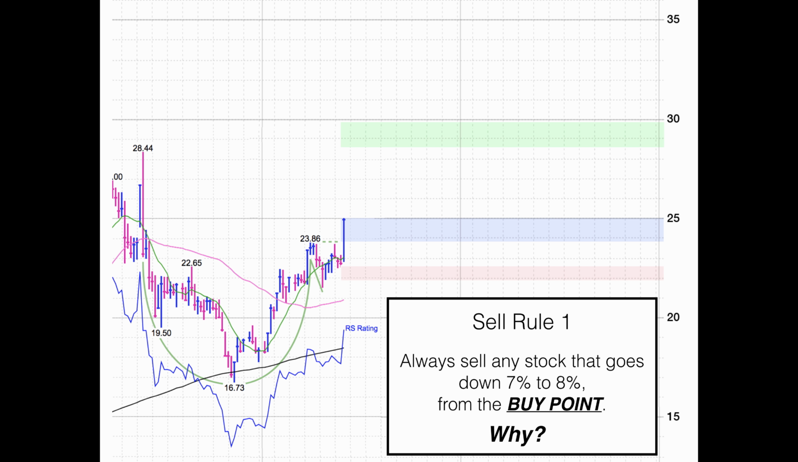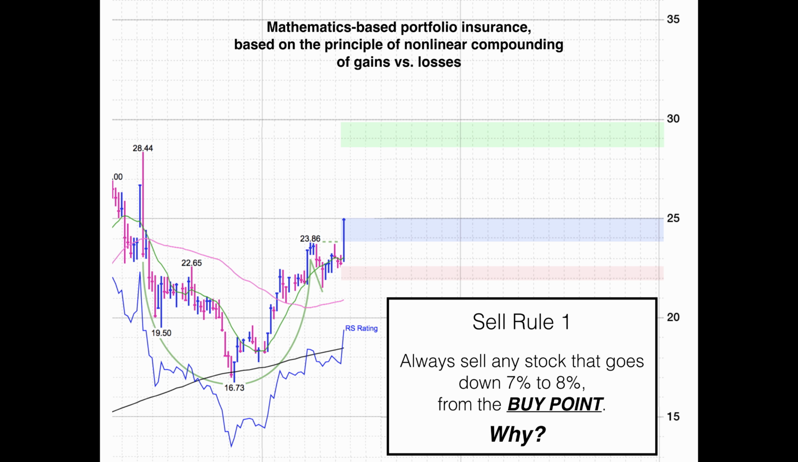Why do we do this from the buy point and not from the handle or from the breakout or something else? Why is it based on what I paid for it? That doesn't make sense. Well, this is a mathematics-based portfolio insurance. It's based on the principle of nonlinear compounding of gains or losses. What? Okay. When you have an X% gain and you have a future X% loss, you're not back to even. Your losses compound more strongly than your gains, and that's important to know. If you have a 7% loss, you have to have a future 7.5% gain to get back to even. If you have an 8% loss, you have to have an 8.7% gain to be back to even.